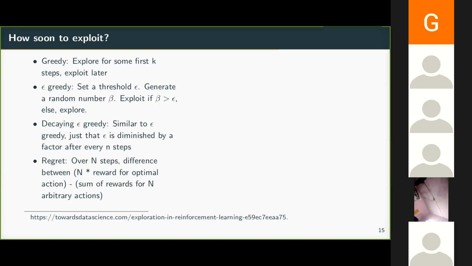And then regret is basically a simple function to formalize what is the good thing or what is the bad thing about these strategies. Regret is saying, if I have n steps, and in each of these n steps, I know the optimal action, if I take the optimal action in each step, my total reward will be n into the reward. But I have done some set of actions. The reward I got is the sum of whatever I did. The difference between these two is the regret.